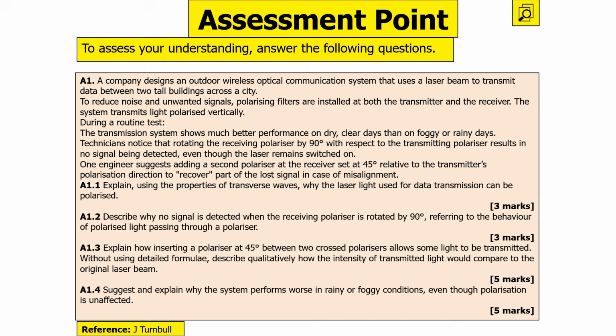Technicians note that rotating the receiving polarizer by 90 degrees with respect to the transmitting polarizer results in no signal being detected, even though the laser remains switched on. One engineer suggests adding a second polarizer at the receiver set at 45 degrees relative to the transmitter's polarization direction to recover part of the lost signal in case of misalignment.